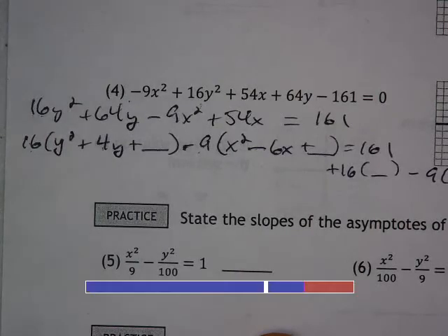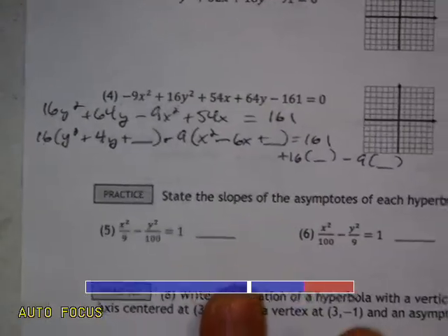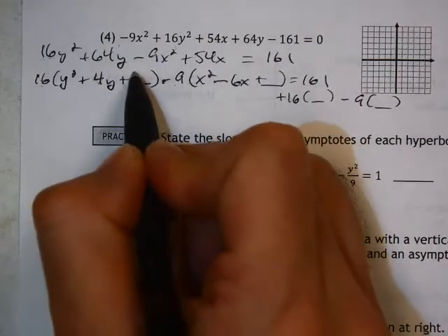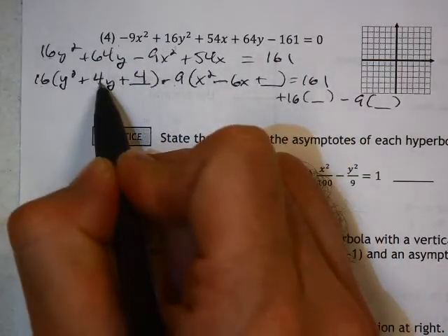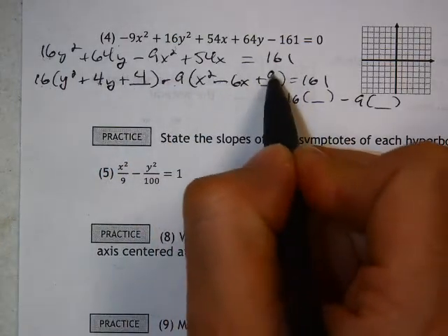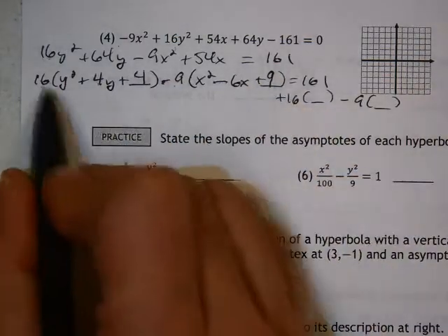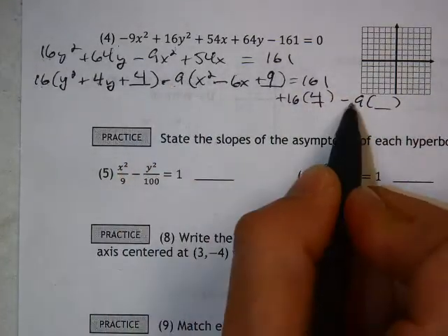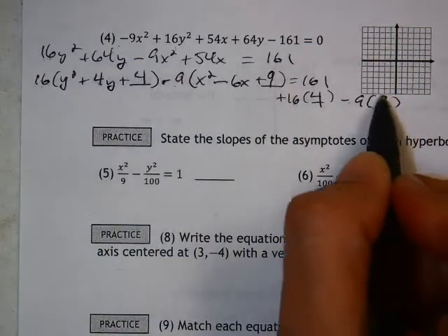I'm going to zoom out just a little bit. And remember, completing the square, half of 4 is 2. Squared is 4. Complete the square with the negative 6 gives me positive 9. So now with the 16, remember those are matching, that's a 4. And then the minus 9s are matching, there's a 9.